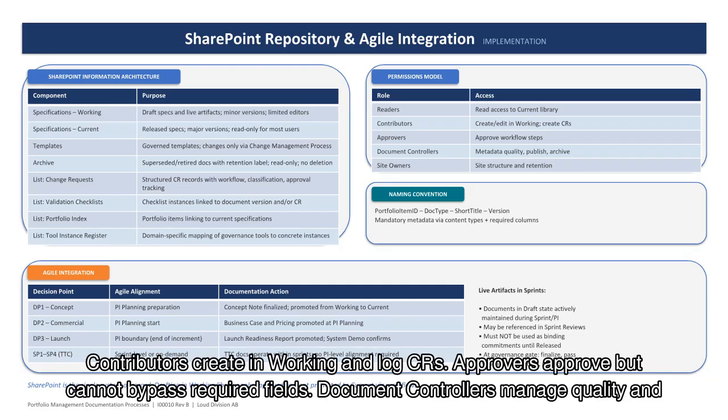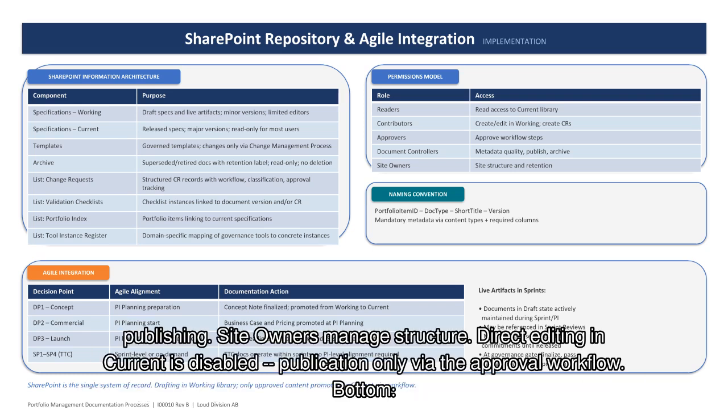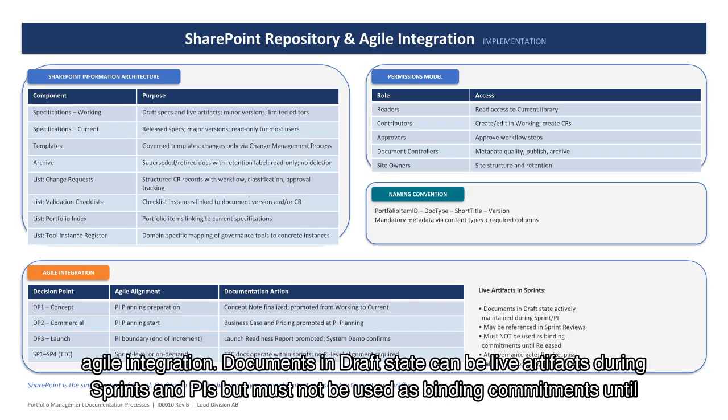Top right, 5 permission roles. Readers see current. Contributors create in working and log CRs. Approvers approve but cannot bypass required fields. Document controllers manage quality and publishing. Site owners manage structure. Direct editing in current is disabled. Publication only via the approval workflow.